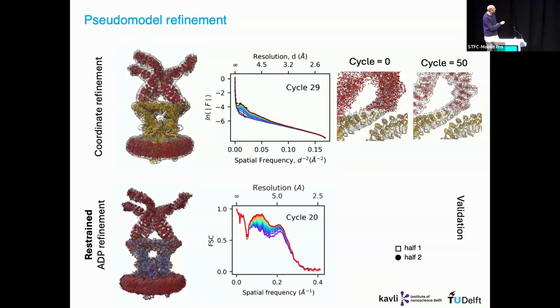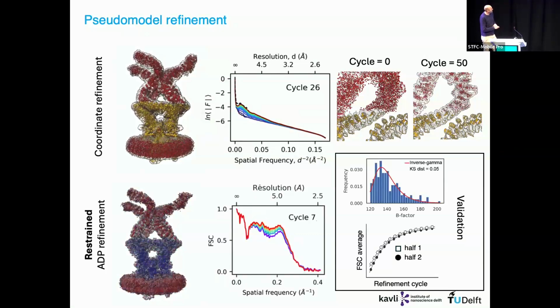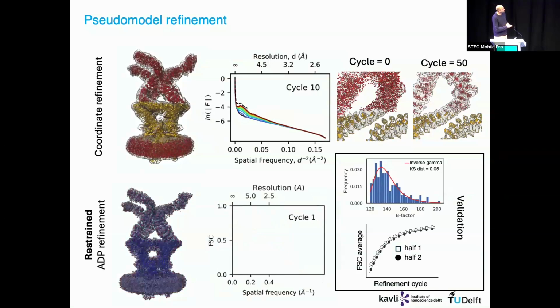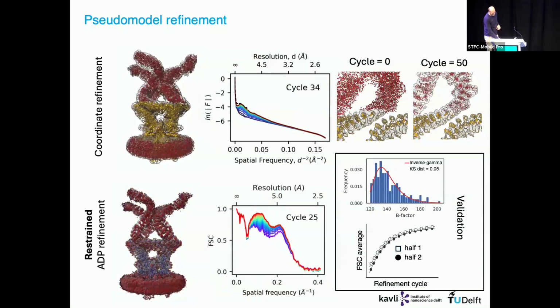So we are improving the representation of the experimental density map. And you can also use validation tools to show that we are not overfitting this distribution. This shows the distribution of B factors that we know should follow an inverse gamma distribution, and it does. And this shows the half map refinement, where we refine our model against one half map and test against the other half map, which should follow a similar trend to indicate that we are not overfitting to our data.